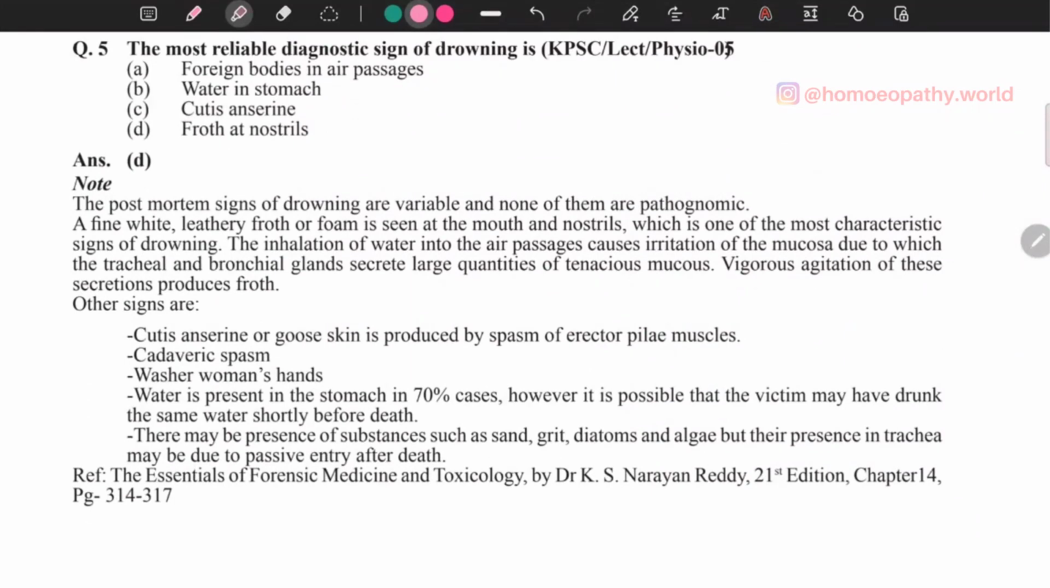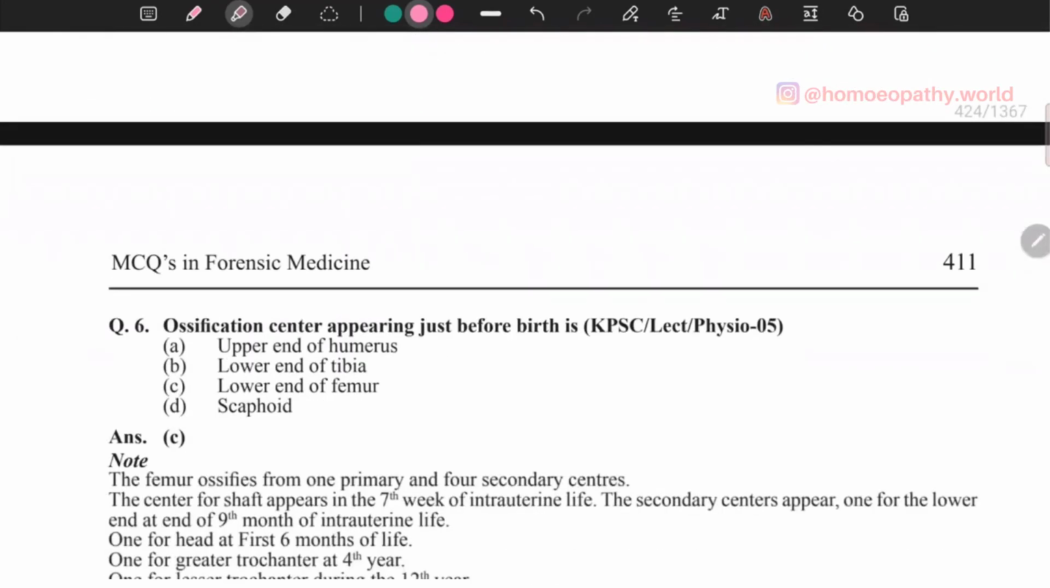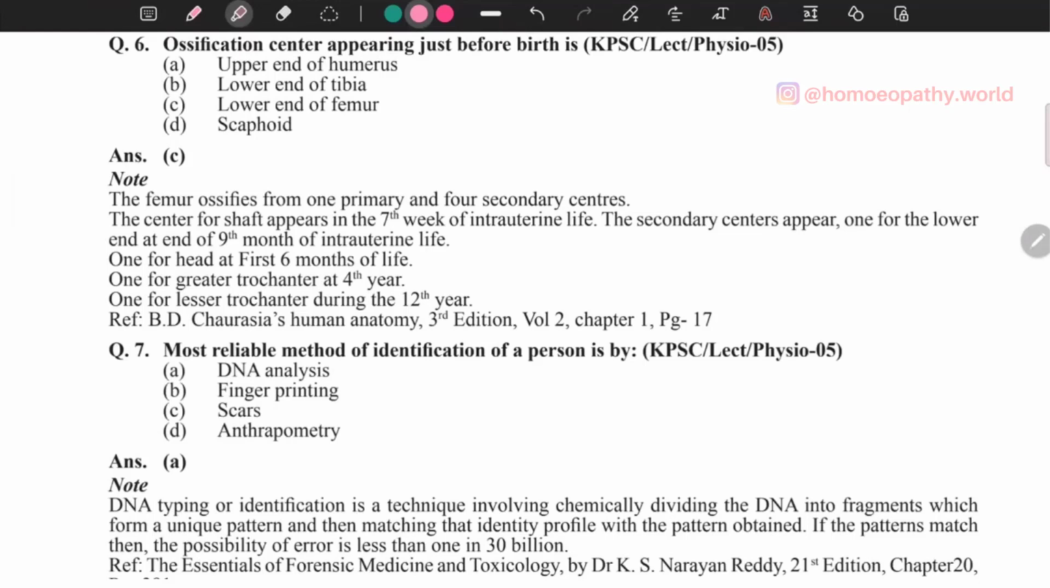The next question is, the most reliable diagnostic sign of drowning is A. Foreign body in air passages, B. Water in stomach, C. Cutis anserina, and D is froth at nostril. So most of you might think the water in the stomach is the answer, but no, the answer is froth at nostrils. Okay.